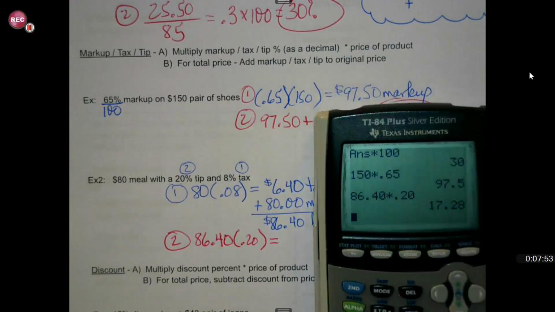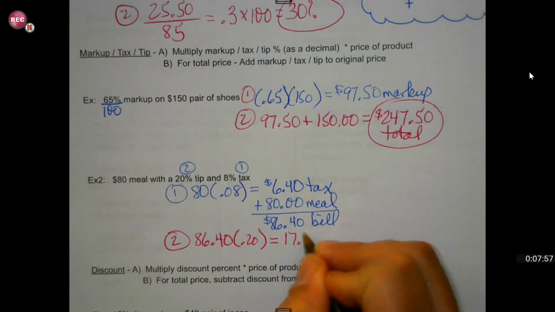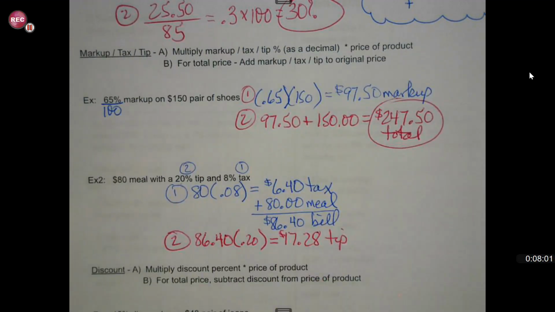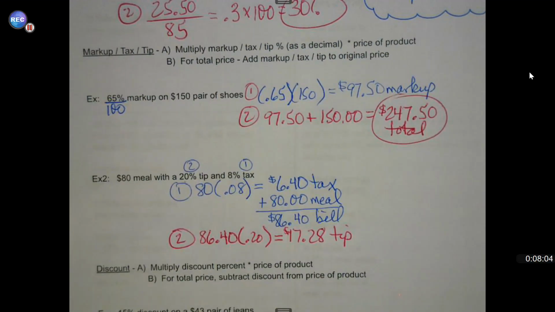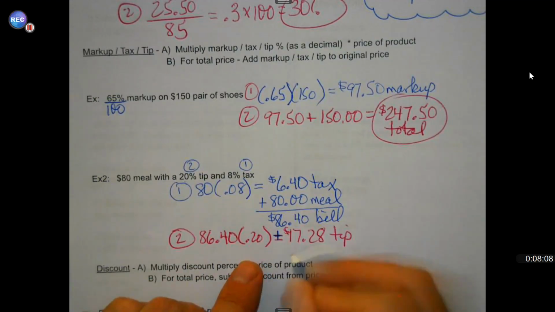So 17.28 it looks like we got rolling here. That's a decent tip. And now that I've got the total bill and the tip, one more adding time here.